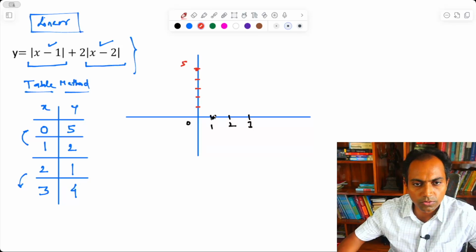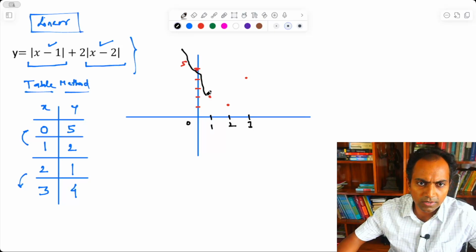Let us note that point. Then corresponding to 1, the value was 2. Corresponding to 2, the value was 1. And corresponding to 3, the value was 4. Once you have got these points, we can connect them to get the graph.